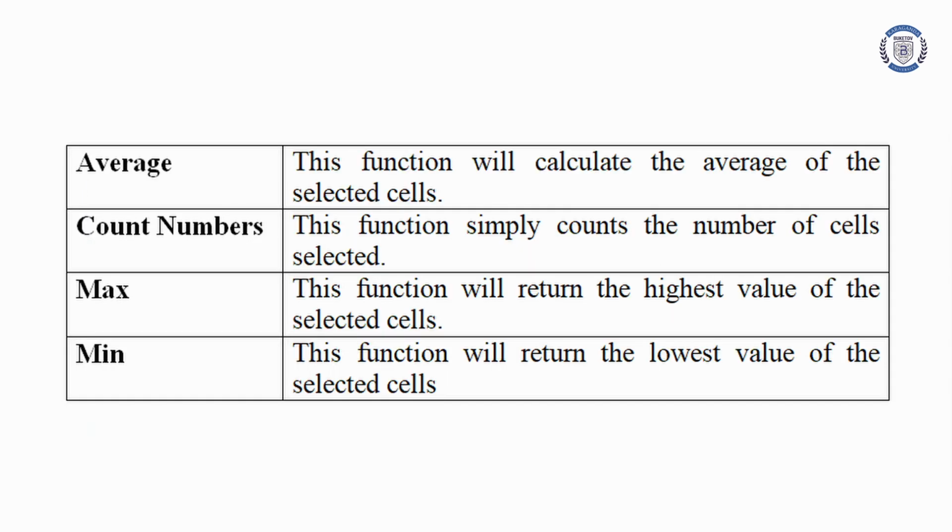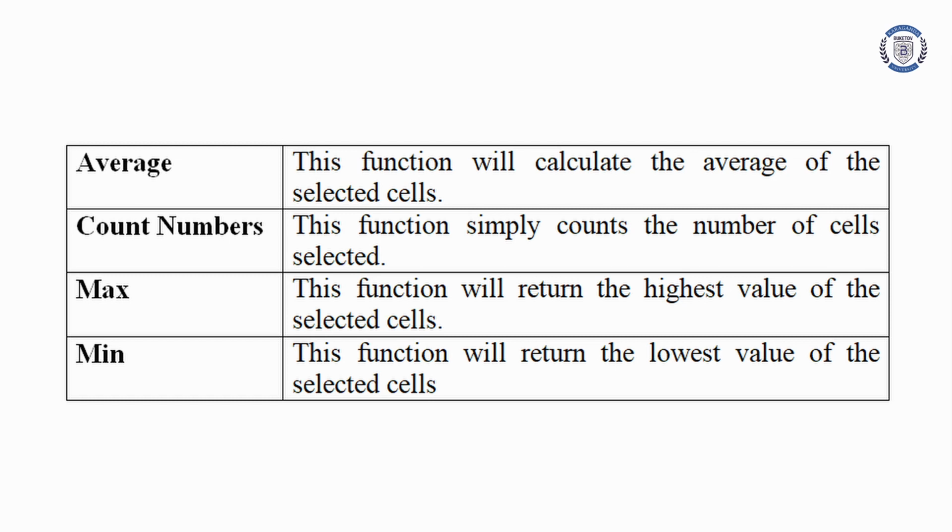Using the AutoSum button, you can perform the following operations: average, count numbers, max and min. To enable this feature, highlight all the cells plus the additional empty cell in which to display the result.